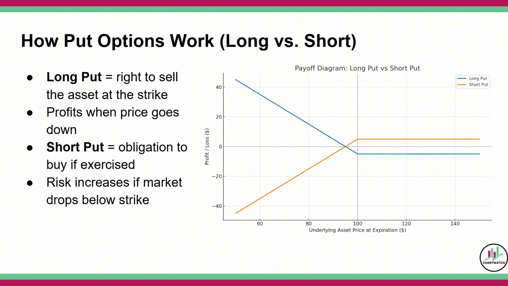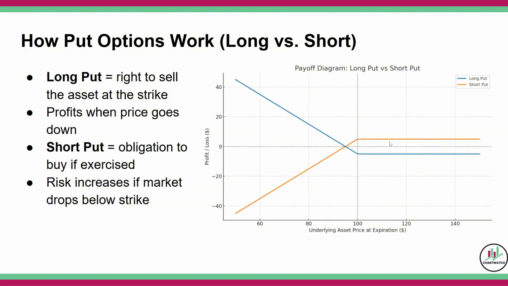Anyways, so let's look at the short put. When you agree to short a put, you're agreeing to buy the asset at the strike price if the option holder chooses to exercise. In return, you collect the $5 premium up front. If the asset stays above 100, the option will expire worthless. You keep the full $5. That's your profit, your maximum profit. And that is shown right here by the orange flat line.